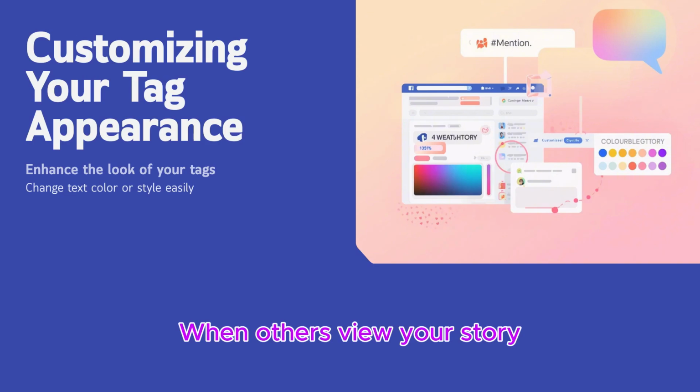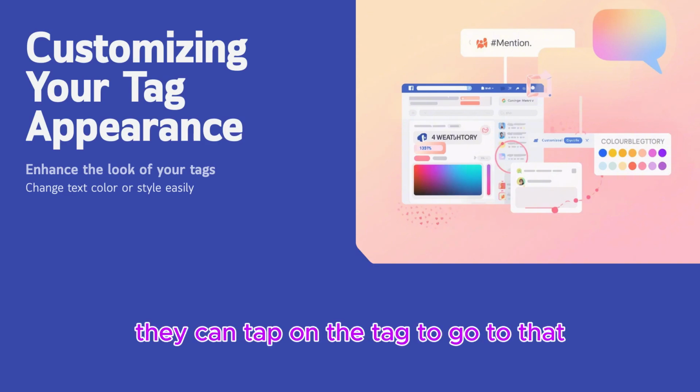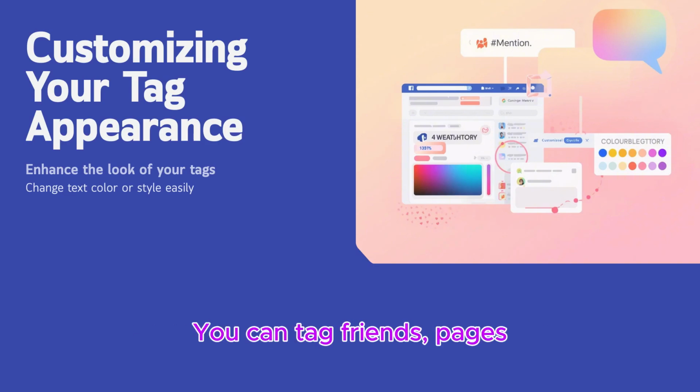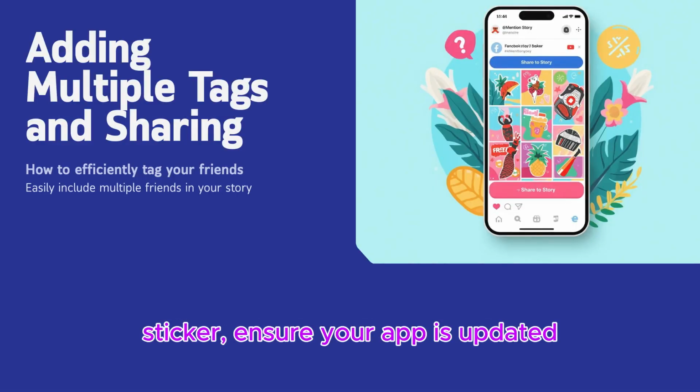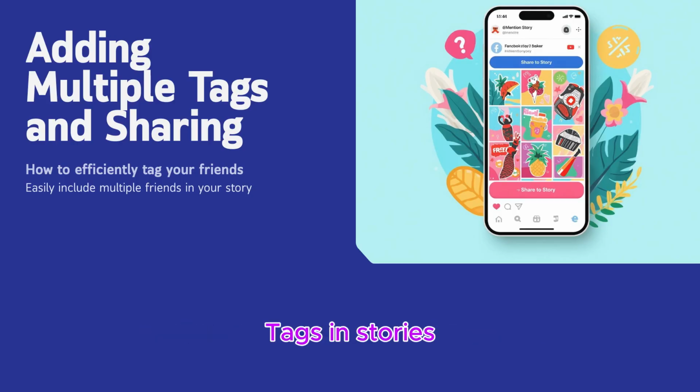When others view your story, they can tap on the tag to go to that friend's profile. You can tag friends, pages, and groups you follow. If you don't see the @mentioned sticker, ensure your app is updated. Tags in stories are a great way to engage friends and give credit.